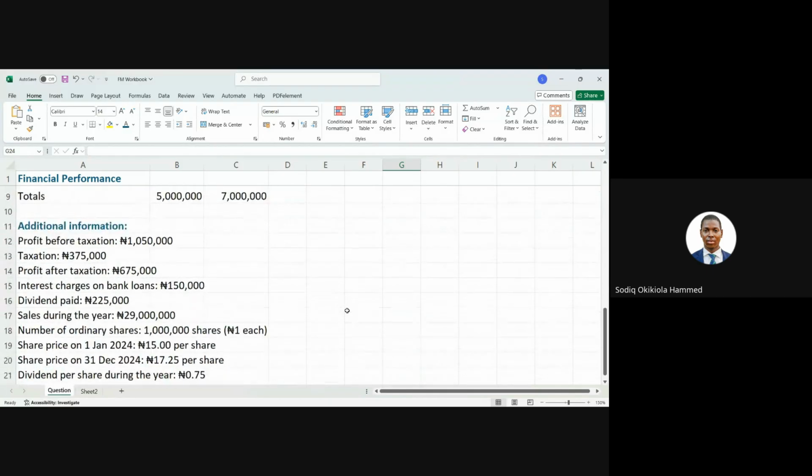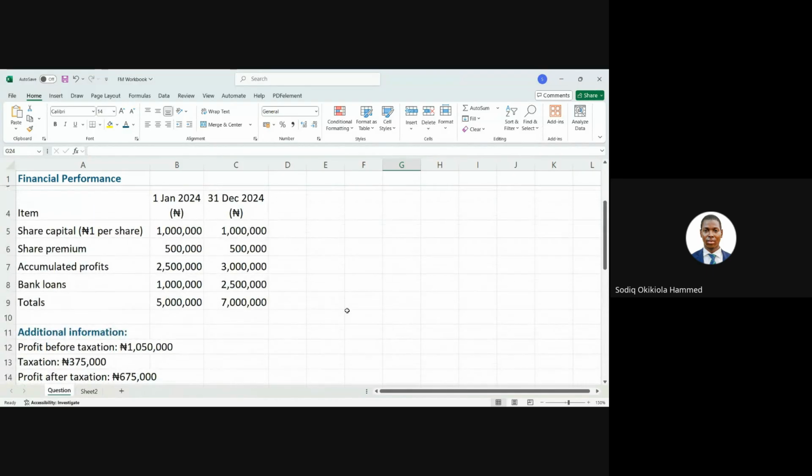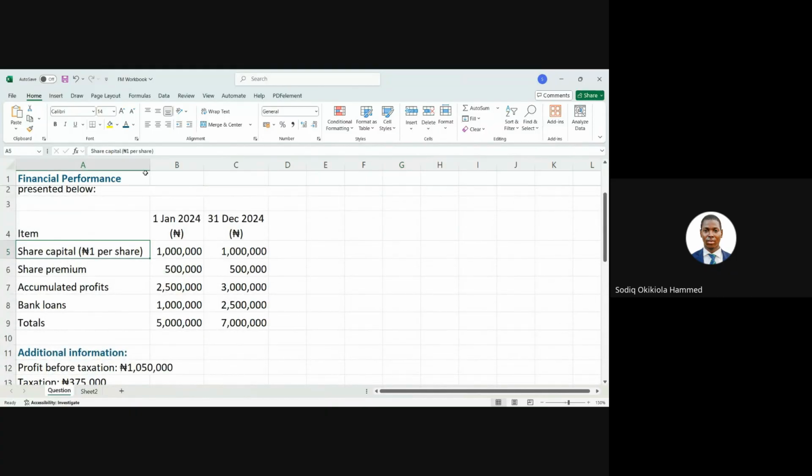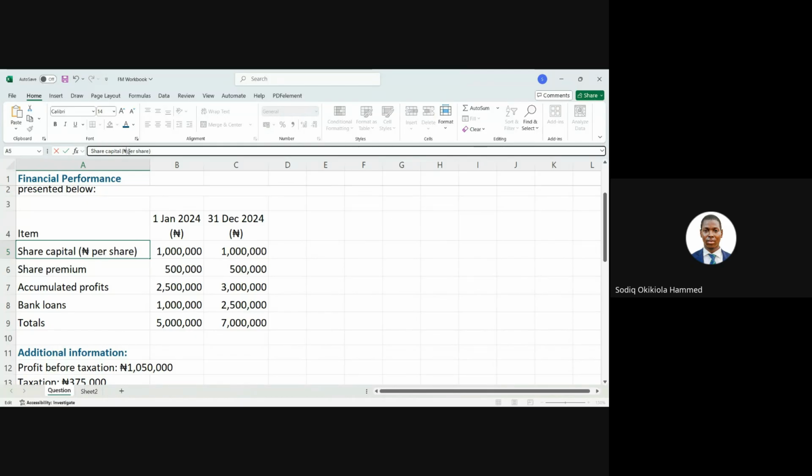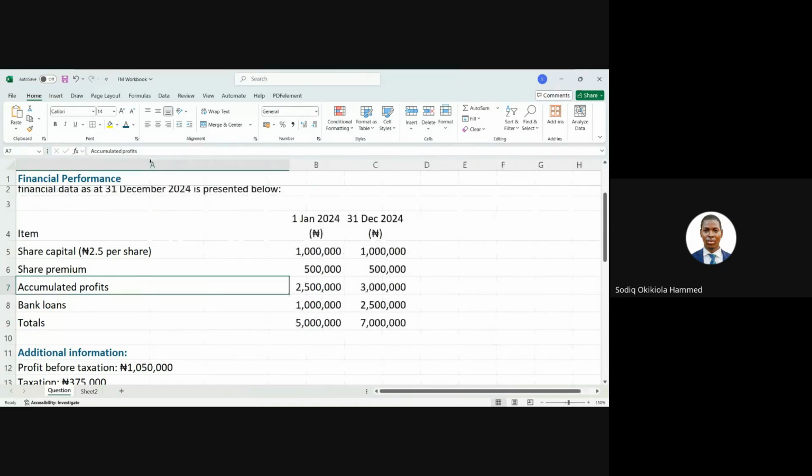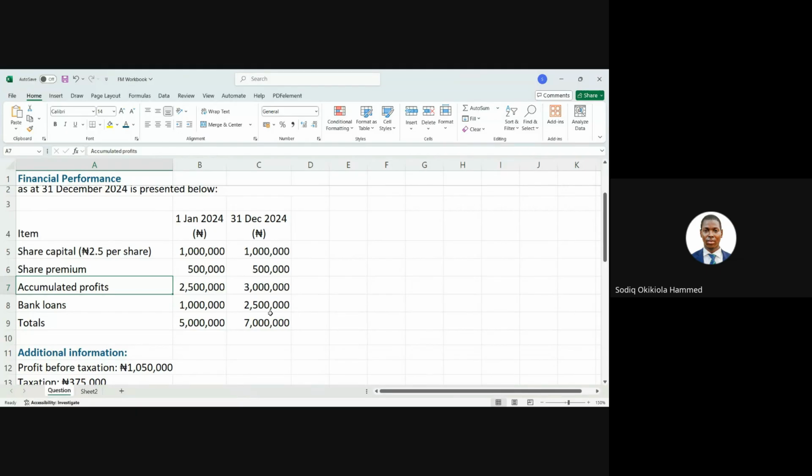All right. Thank you so much, my brother. Now, before we start, I want to quickly do something technical. If I change this figure, let me change it to 2.5 naira each. So now this share capital value is 1 million and the shares are 2.5 naira each. What will be the number of shares?